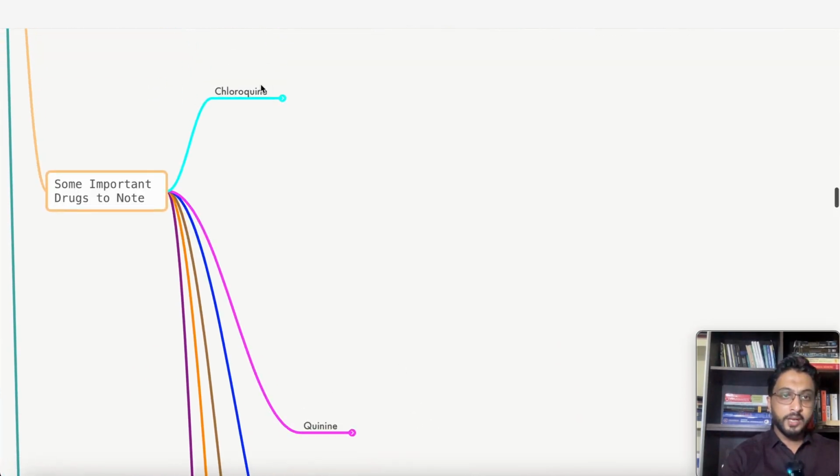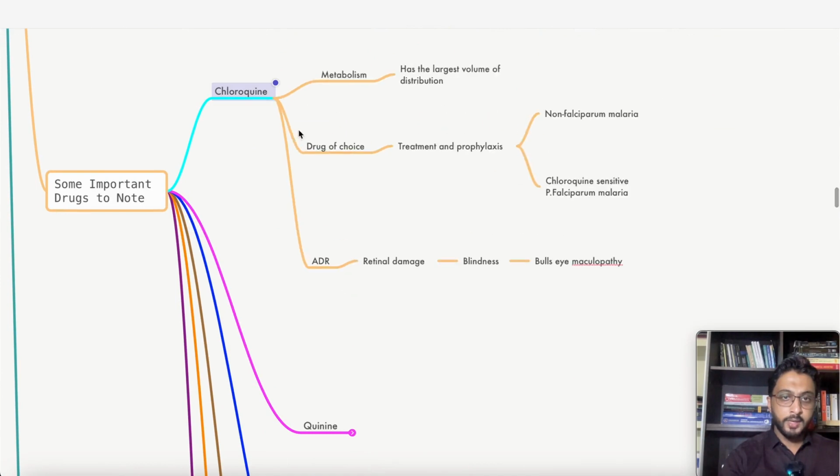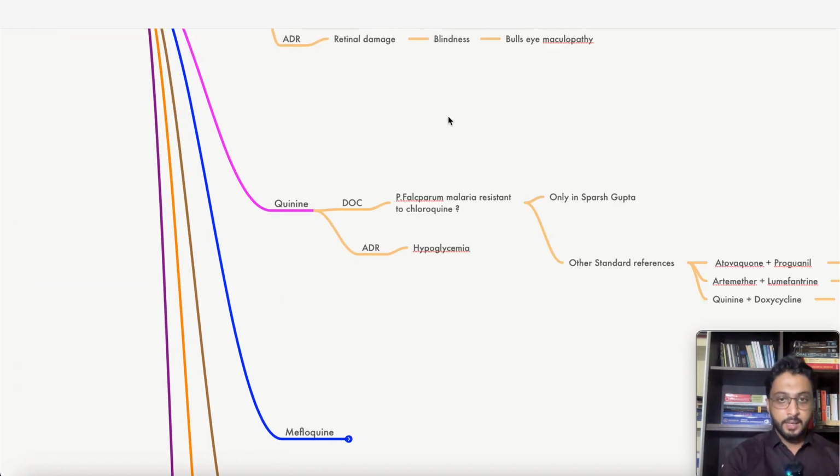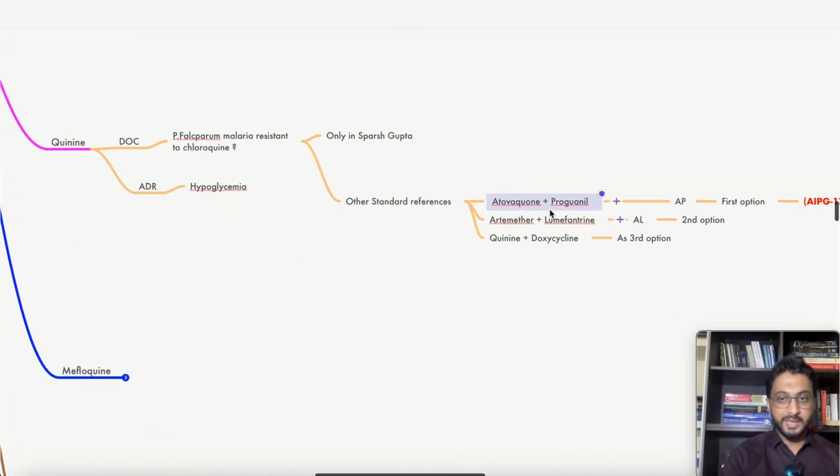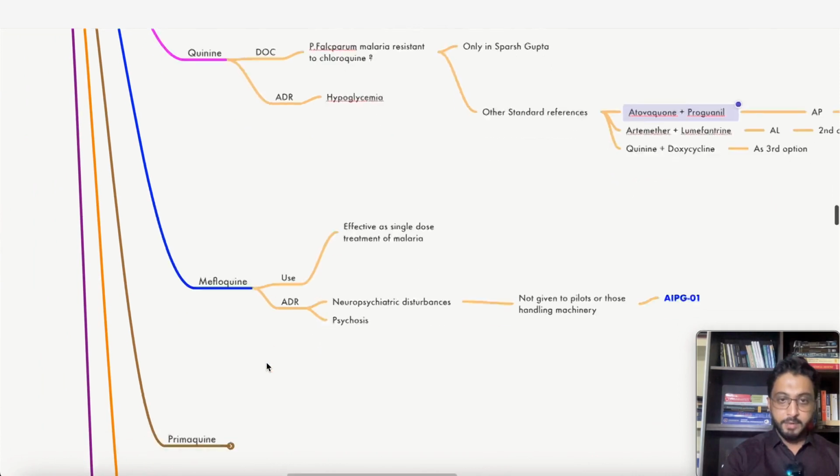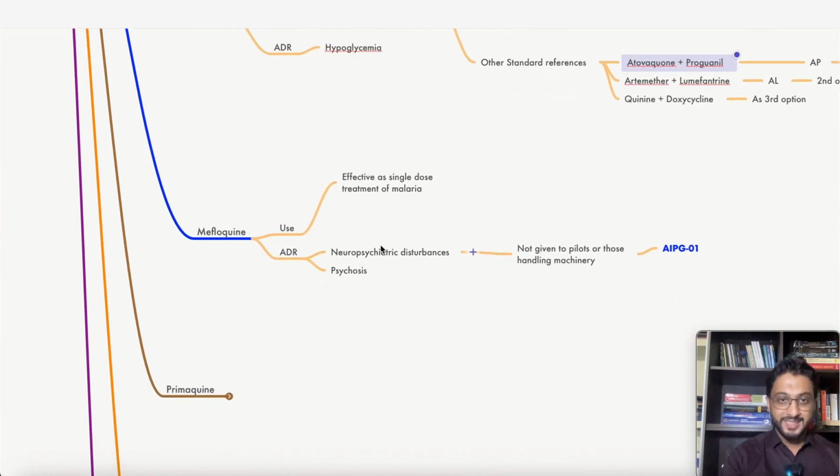One more, so you studied about chloroquine. What all did you study? Just one quick review. I don't want you to disturb the order. Anyway, let's see what you studied. The metabolism, and one of the very important drugs, chloroquine. It is the drug of choice in non-falciparum and sensitive falciparum. The problem was retinal damage. Then we studied quinine. It's a drug of choice, in fact, as per Sparsh Gupta, but AP is first. Then we studied mefloquine, isn't it? The madness drug. So single dose, very important. Psychosis.